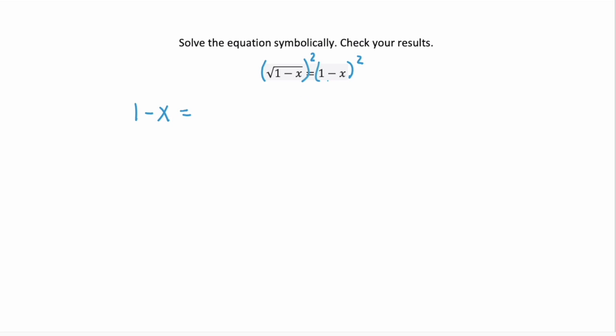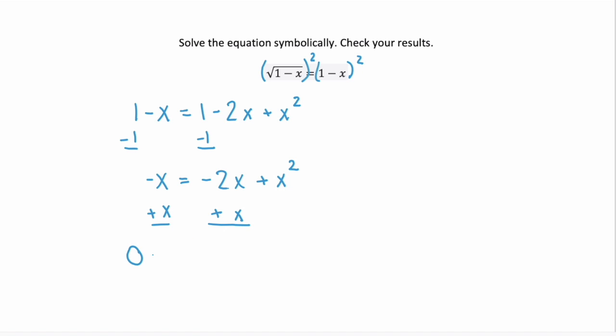And on the right, 1 minus x squared, you can FOIL that, and you get 1 minus 2x plus x squared. Well, notice that we're starting to get a polynomial here because of this x squared. So we want to gradually move everything over to the same side as that x squared and simplify. So subtract 1 from both sides, and we have negative x equals, the ones cancel out, so negative 2x plus x squared. And then we'll add x to both sides.